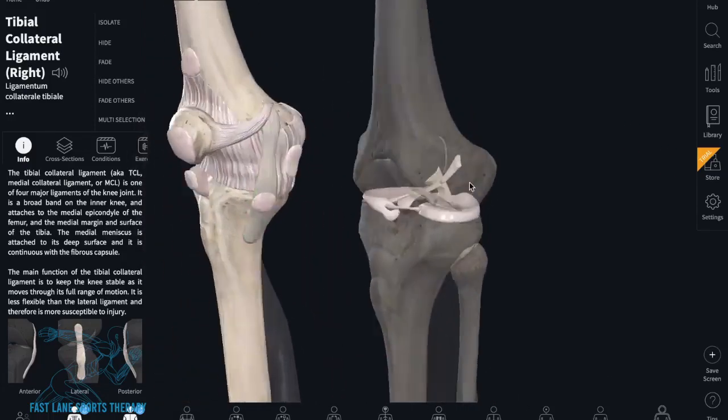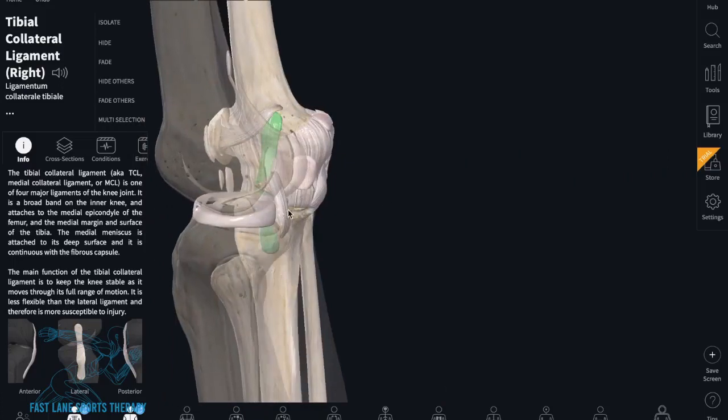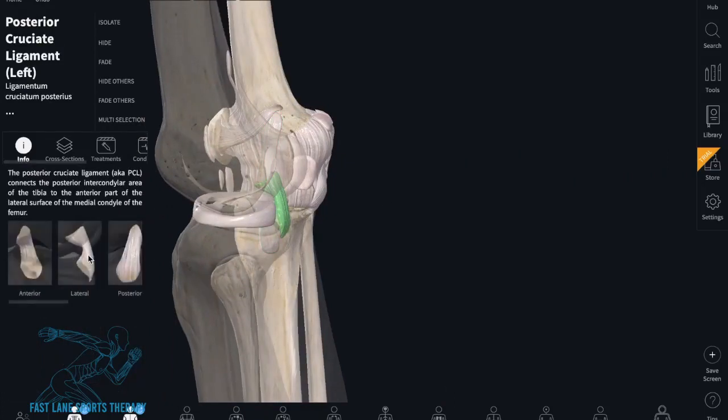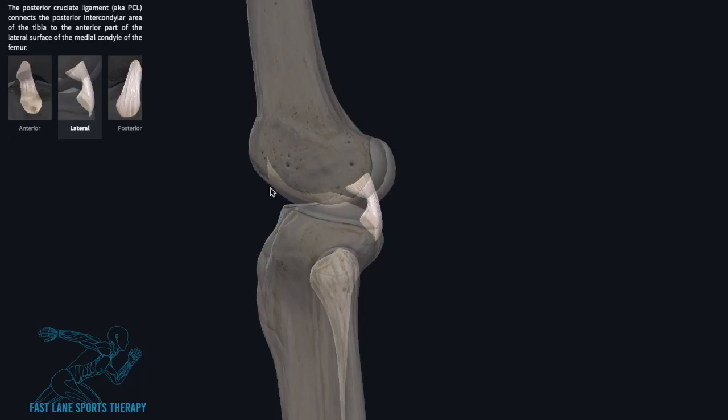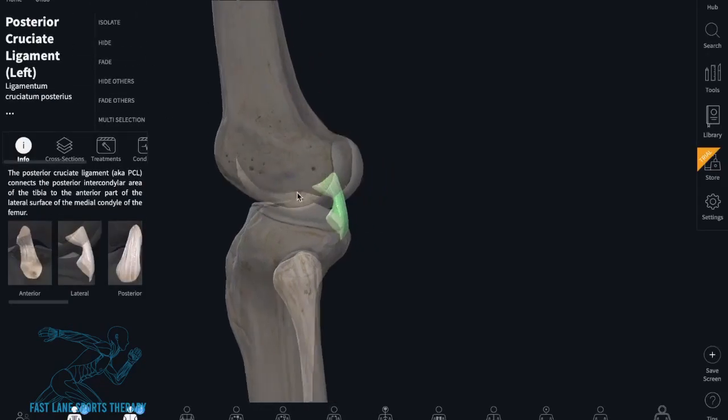So inside the knee, if you rotate around here, we have the PCL right here. So the PCL, as you can see right here, this is the front of the knee, this is the back of the knee. The PCL limits the amount of translation or limits the amount of movement of the tibia sliding backwards. So it stops the tibia or shin bone from sliding backwards. That's another structure that may be injured.